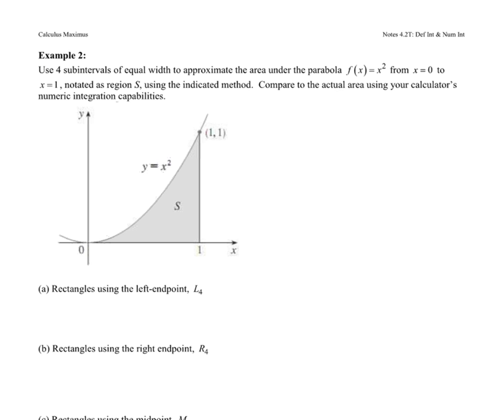So our goal is to use 4 subintervals of equal width to approximate the area under this parabola. What that's asking you to do is find the area of 4 rectangles, and they all have to be equal width. We'll call that delta x. We're going from 0 to 1, and we want to split it up into 4 pieces, so each rectangle needs to be 1/4 unit wide.